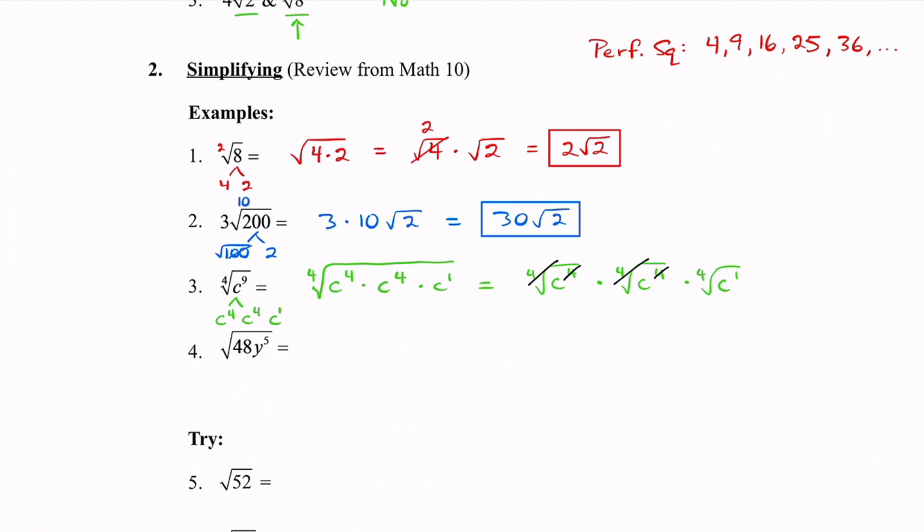So each of those, you're just going to get out a c, and a c times a c is just a c squared. So we got c squared times a c in a fourth root.